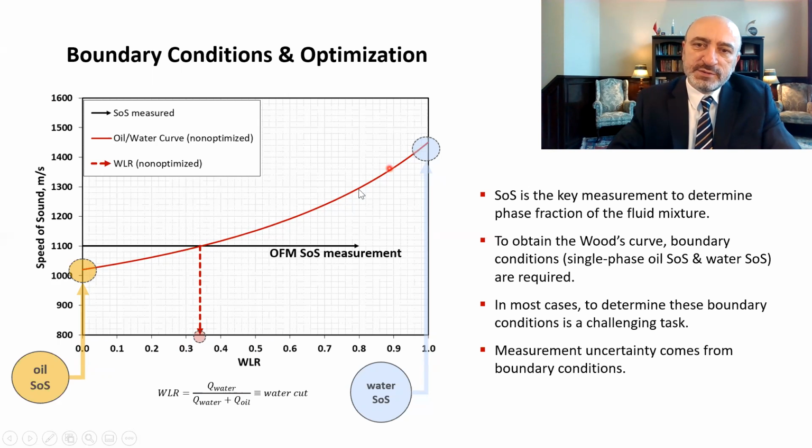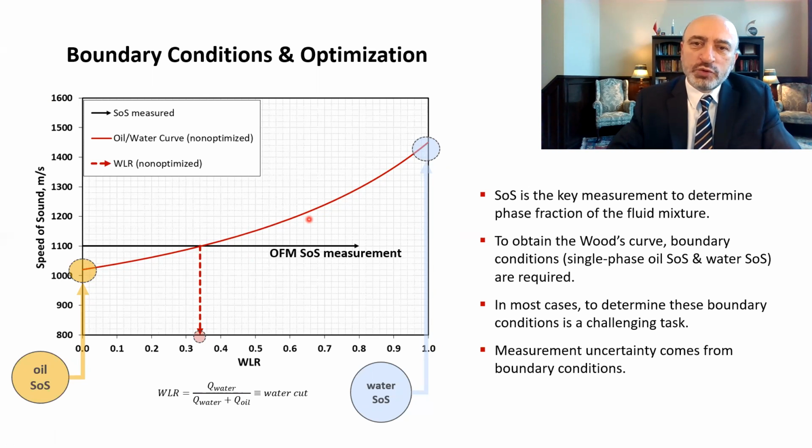This curve here is called the Woods curve, and it has two boundary conditions. One of the boundary conditions is the oil speed of sound for 100% oil flow. And the second boundary condition is the water speed of sound for 100% water flow. Between these two boundaries, the fluid is a mixture of oil and water.